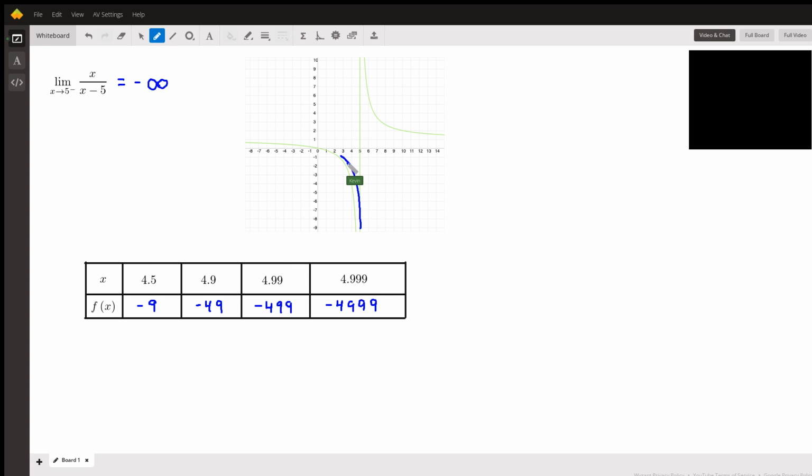And that's illustrated in the graph as well. As we get closer to 5, the function values are getting larger and larger negative, going towards negative infinity. So both the graph and the table of values point to the fact that this limit is approaching negative infinity.